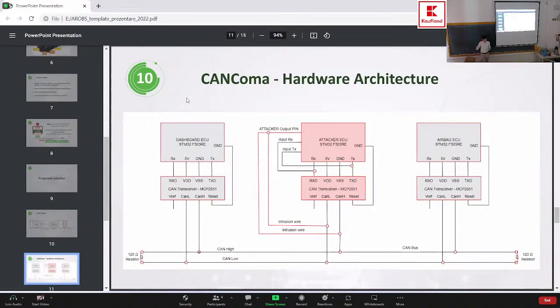Okay, and the hardware architecture of this work. As you can see, there are 3 ECUs. The green ones are simulating the communication in a vehicle, having, for example, the dashboard ECU and the airbag ECU. And in the middle, the red one is the attacker, which is connected as well to the bus.